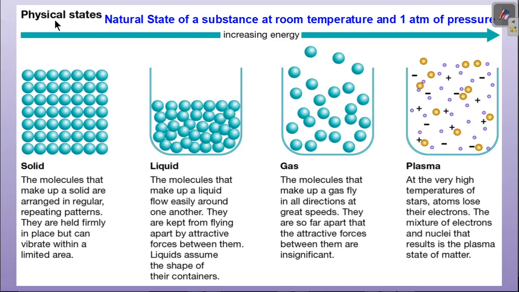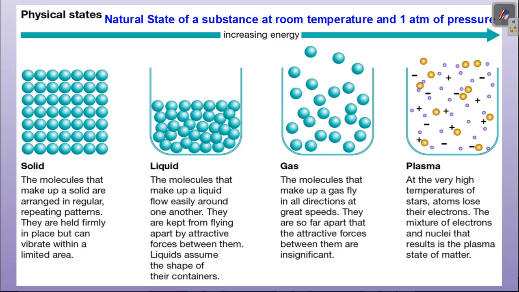Now, let's talk about physical states. What's a physical state? That's the natural state of a substance at room temperature and 1 atmosphere of pressure. That's the definition of physical state. All matter exists in one kind of physical state. It can be a solid, it can be a liquid, or a gas, or a plasma. Plasma, you don't hear about plasma very often, but we have plasma as well.